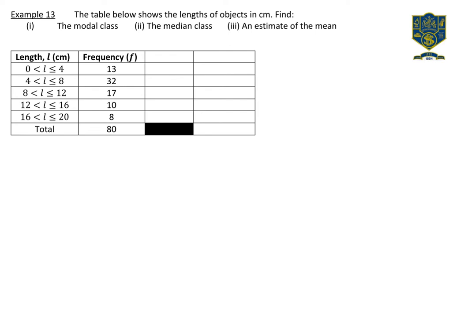So what we need to do is work out the midpoints, and those are our x values. So the midpoint of 0 to 4 is 2, and 4 to 8 is 6. 8 to 12 is 10. The midpoint of 12 and 16 is 14, and 16 to 20 is 18. We need an fx column, so that's multiplying frequency by our x values.